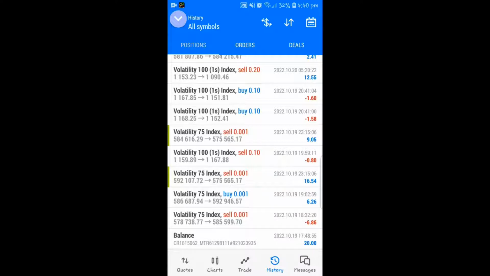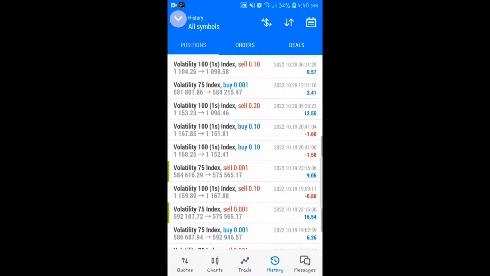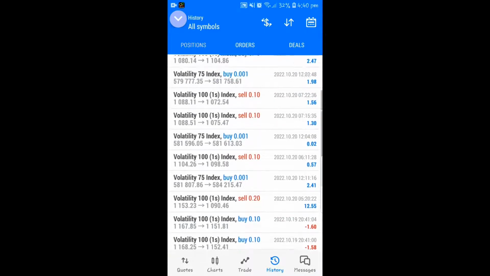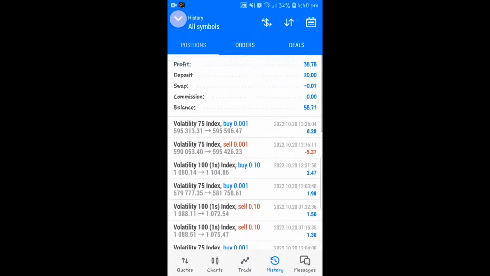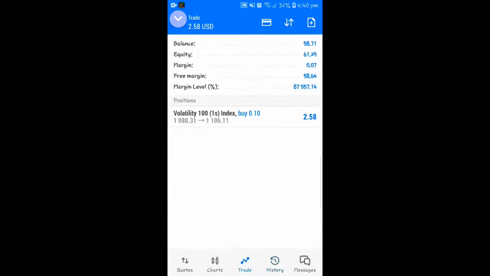Let's see, I've been taking some losses and profit, but at the end of the day, the profits are higher than the losses. And you can see already we made a profit of 38.78. So you can see deposit, the balance, that is that. Then we have a running trade. So currently we are at equity of 61. We are growing it to $100.